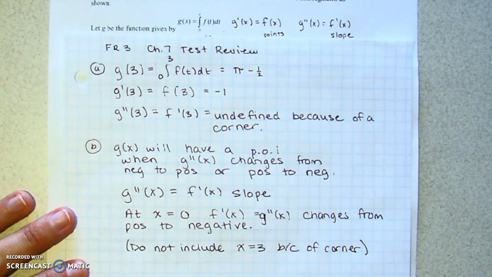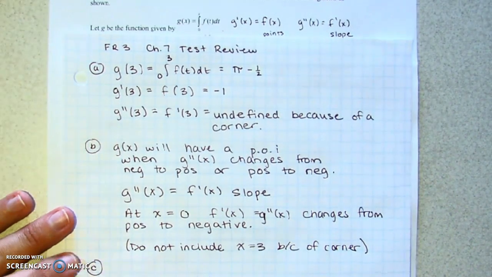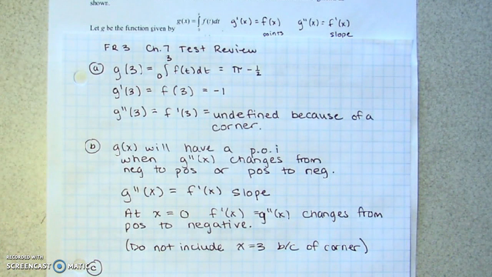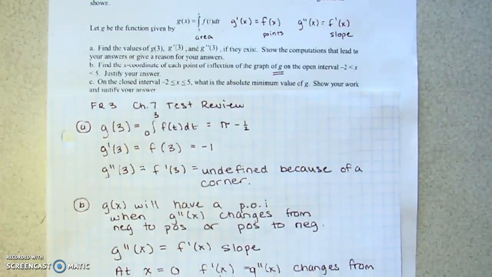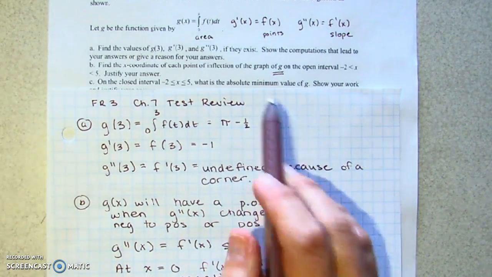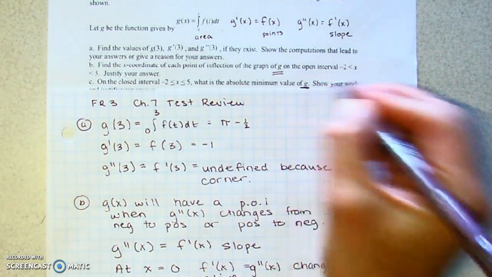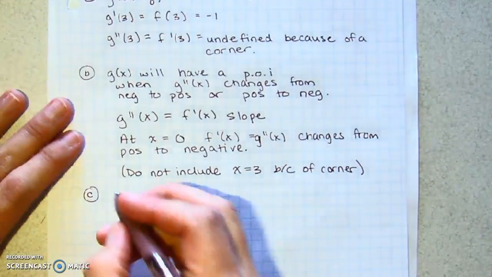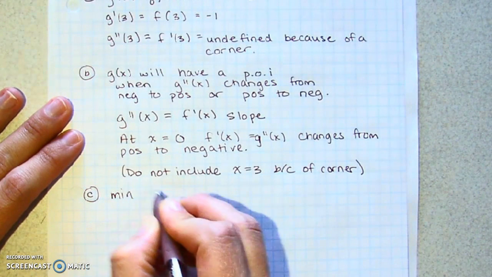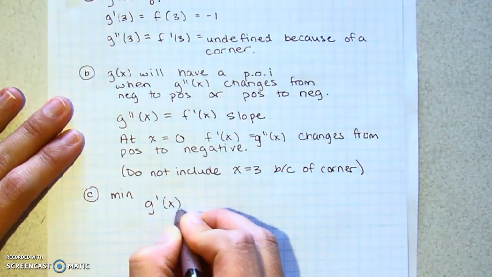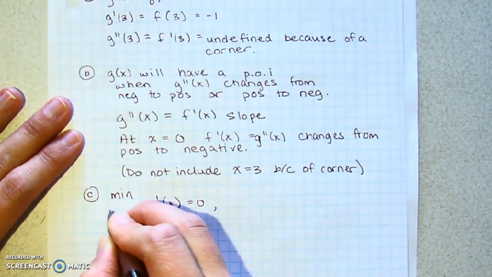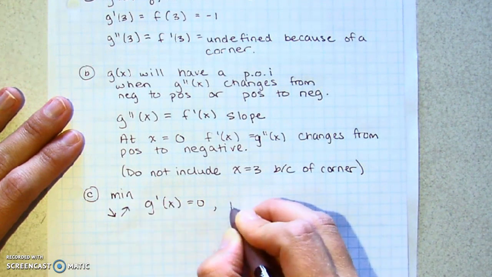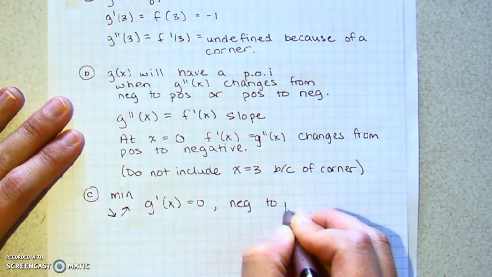Okay, the derivative's undefined. All right, moving on quickly. C, what does C say? On the closed interval, what is the absolute minimum value of G again? So to find a minimum, how do we know when a minimum is? It's when the derivative equals 0 and changes from negative to positive.